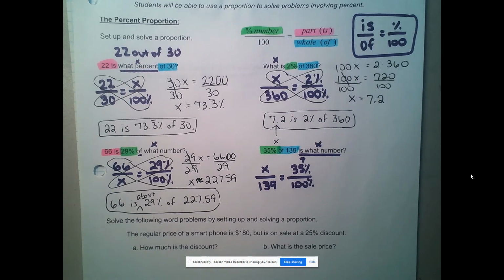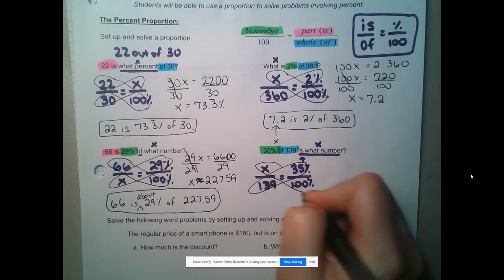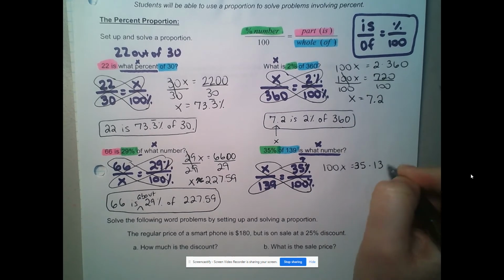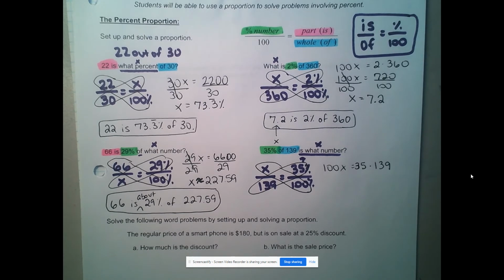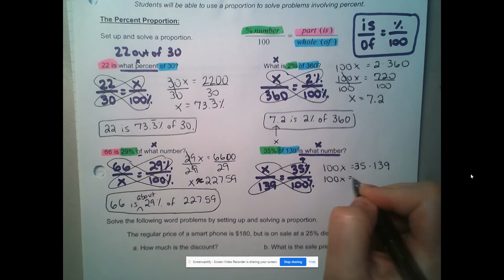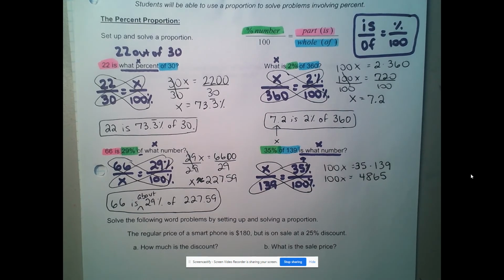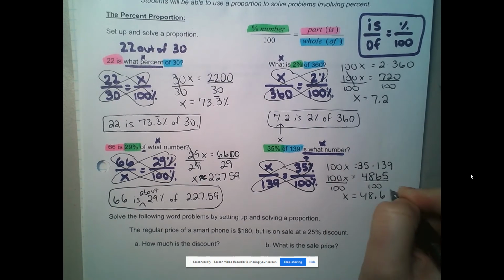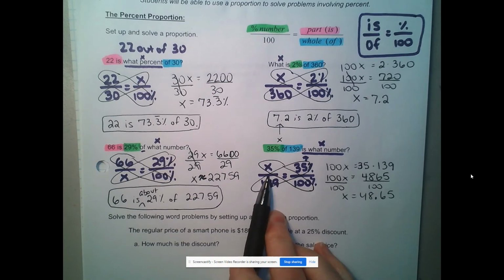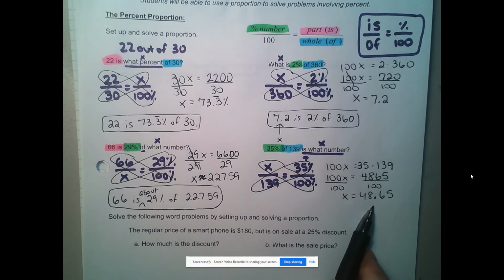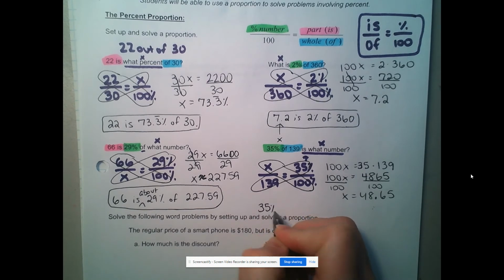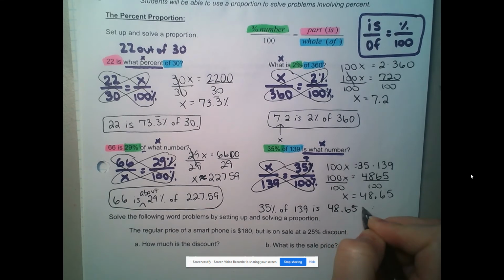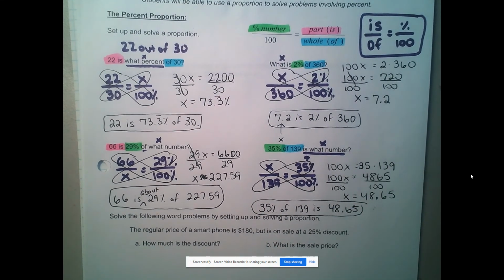And once all those spots are plugged in, I do not know 35 times 139 off the top of my head. So I'm going to write it down, 35 times 139, because I can't do it mentally. It is 100x equals 4865. And I divide both sides by 100 to get x equals 48.65. I had the percent. I'm not looking for a percent, so I do not put a percent symbol on that answer. The question said 35% of 139 is 48.65. The 48.65 being my answer.